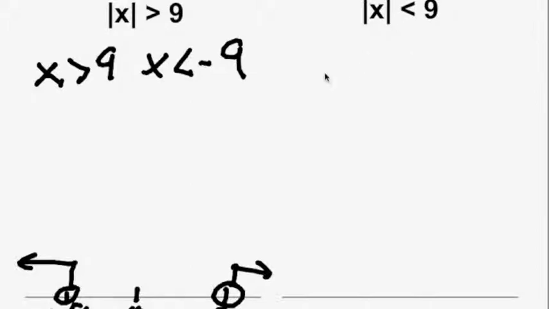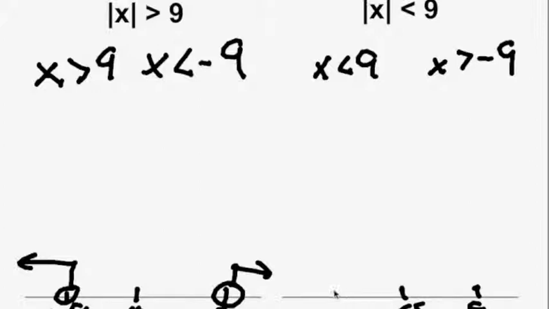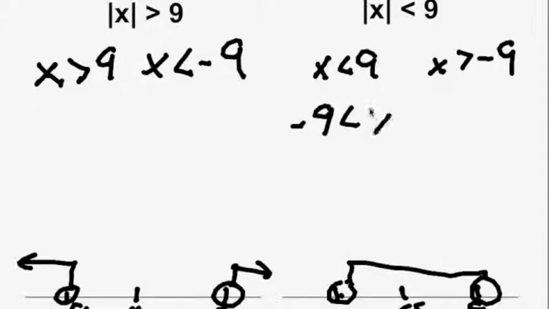Absolute value of x is less than 9. You know that x is less than 9, and x is greater than negative 9. However, if you look at this solution, the two graphs close the area. So it's not an or, but rather an and. This can be written as negative 9 is less than x is less than 9, which is the same inequality, just rewritten. So absolute value can be written uniquely.